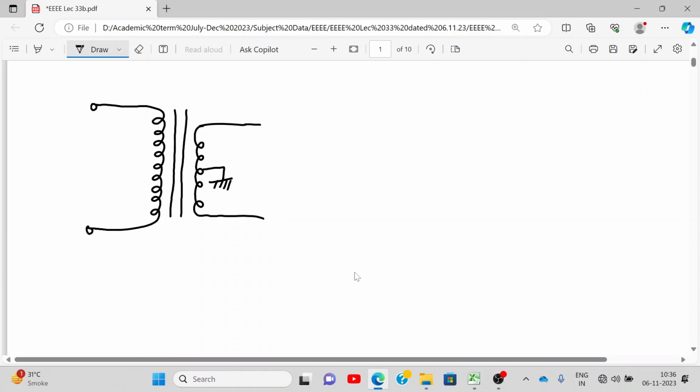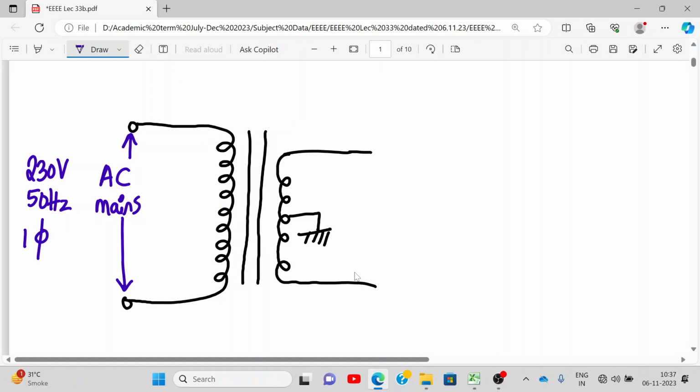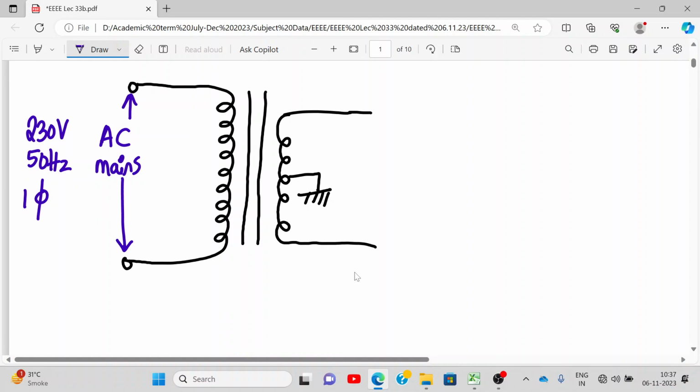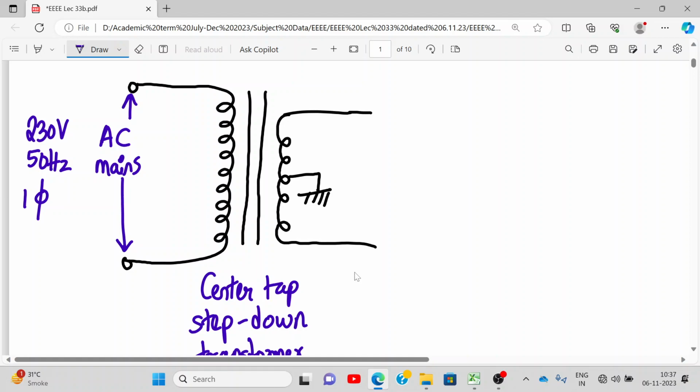What is this? This is my AC mains. What do you mean by AC? 230 volt, 50 hertz, single phase supply. This transformer is called as, anyone? Center tap transformer. Center tap step down transformer, right? Why step down transformer? The number of primary turns is more than the number of secondary turns. And why is it called center tap? Because at the secondary, at the center of the winding, there is a tapping which is going to the ground.